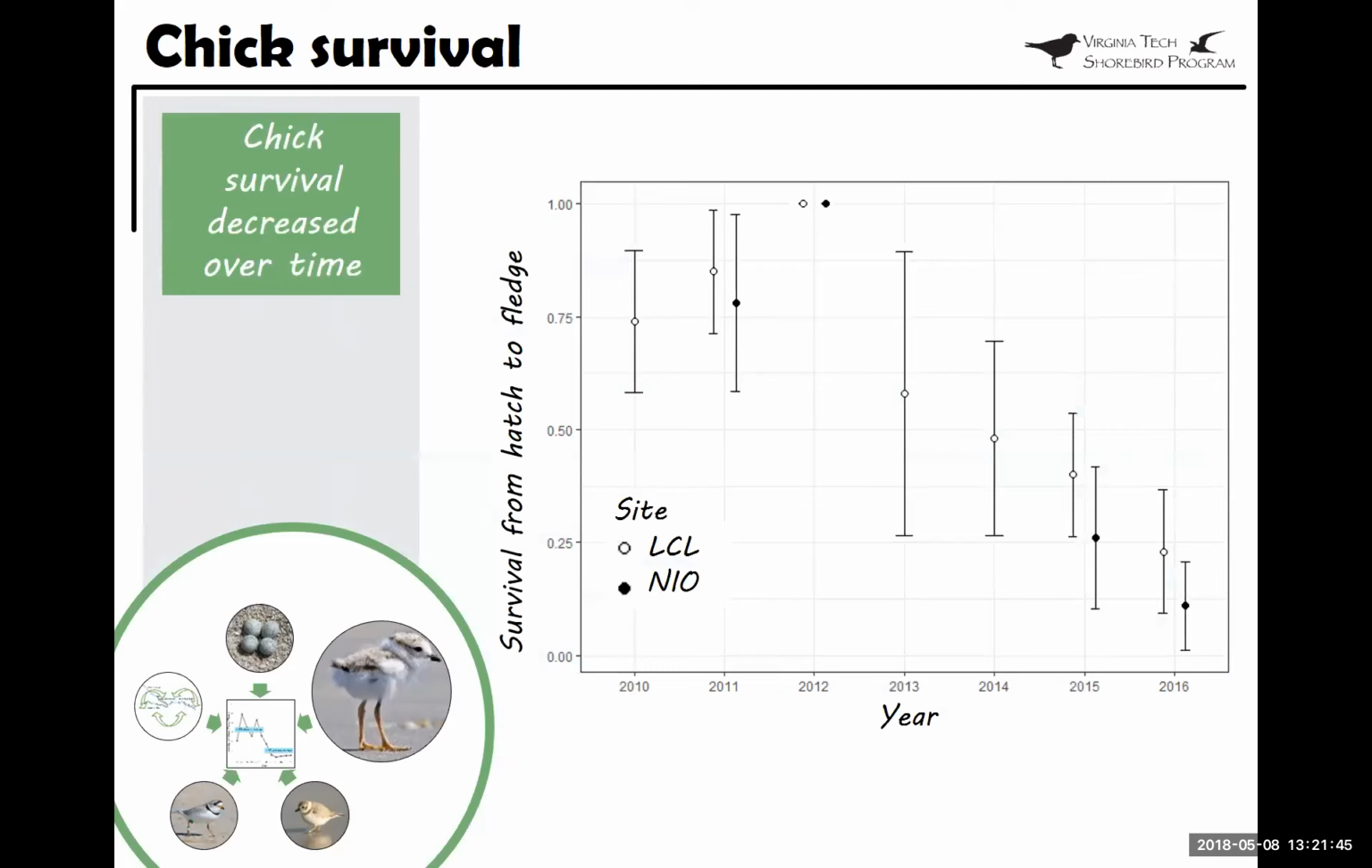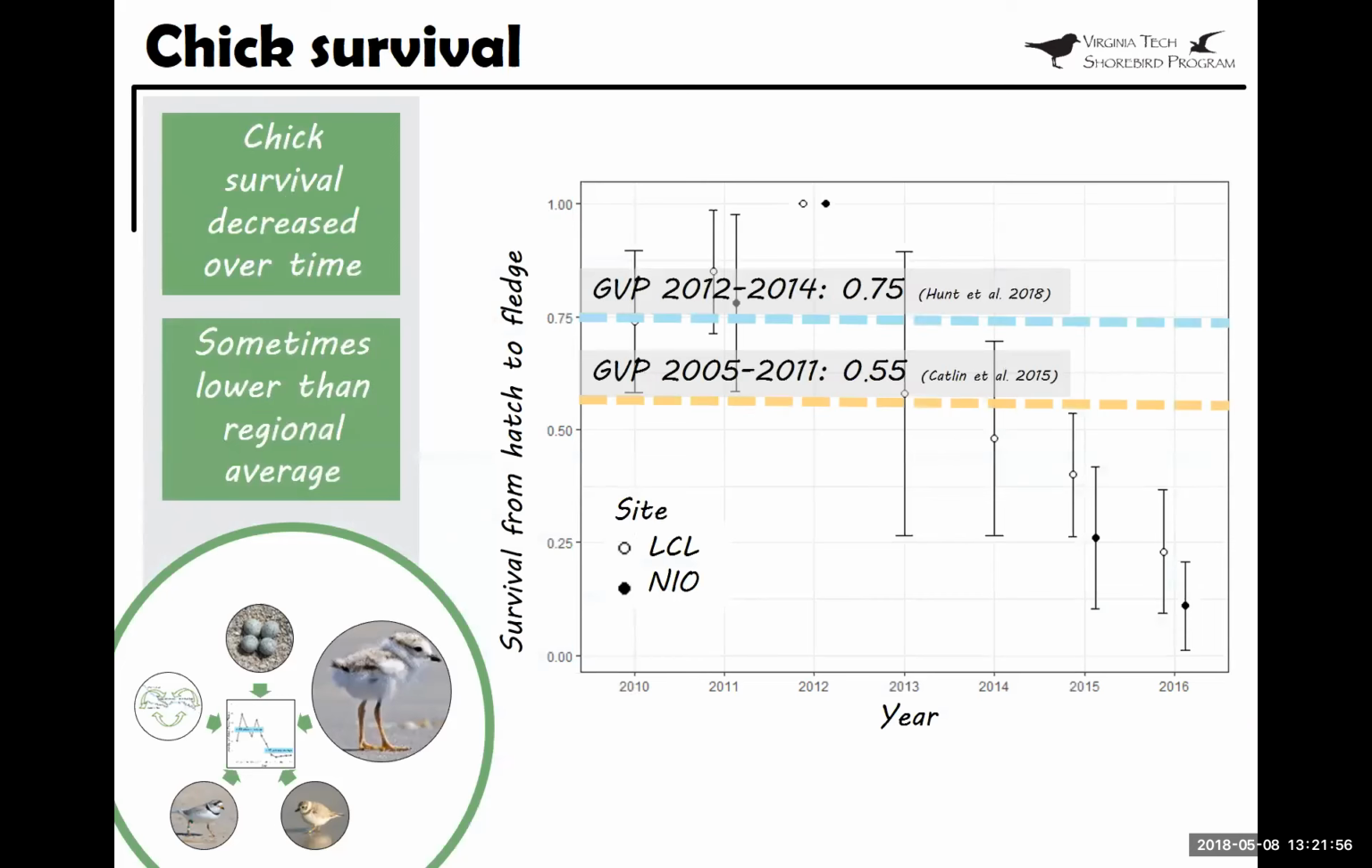So over time, chick survival decreased at both sites. And after that flood created habitat in 2012, when survival was high, it's decreased over time since. To put these results in the context of typical chick survival rates in the region, long-term data from the non-declining Gavin's Point Reach population found a 55 to 75% probability of survival from hatch to fledge. So our values sometimes fell within that range, but over time, they dropped below it.